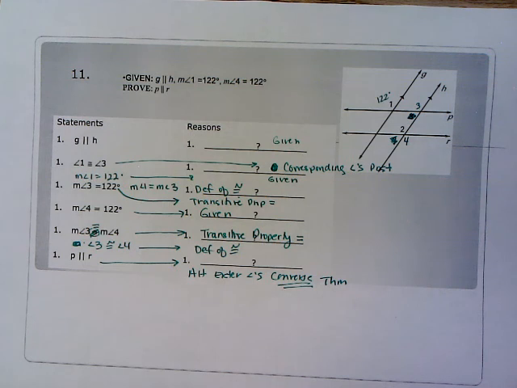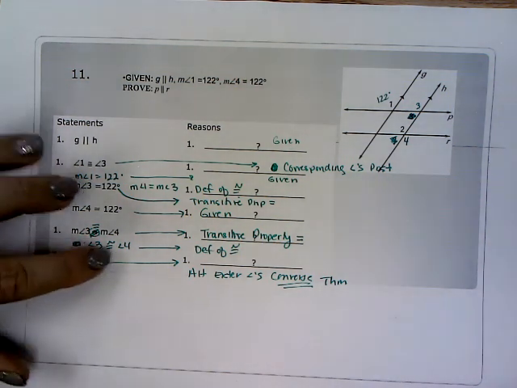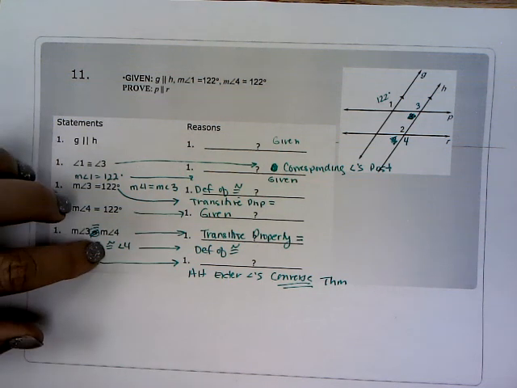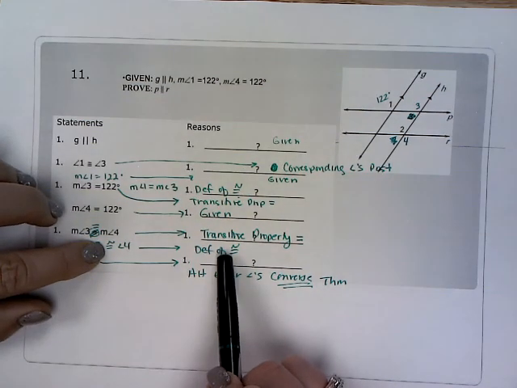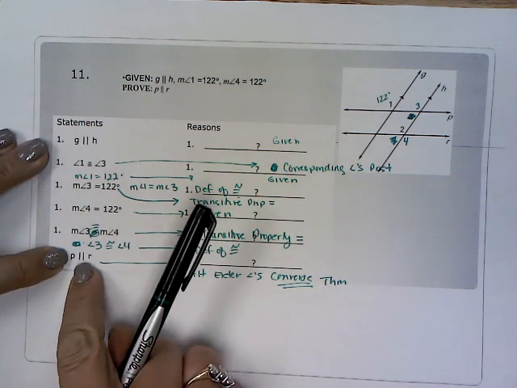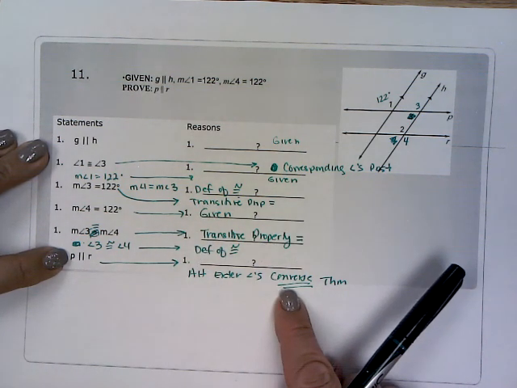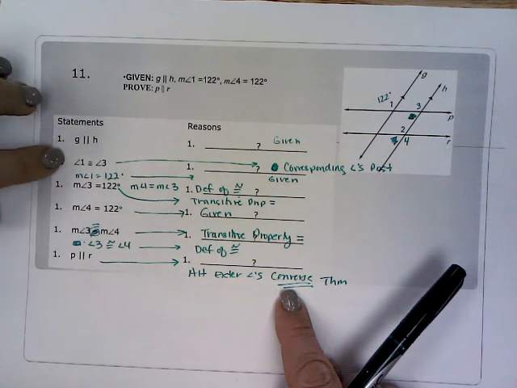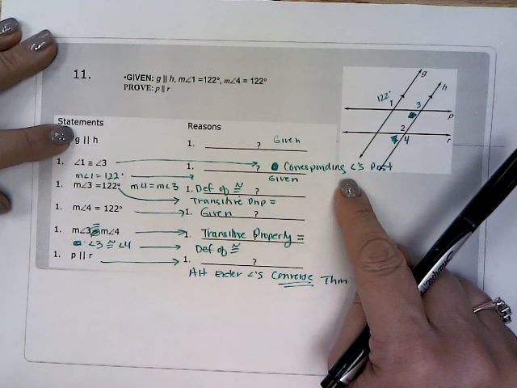The bottom line is when you're trying to do a proof, when you're going from equality to congruence, you've got to have your definition of congruence. When you're trying to prove that something's parallel, that's all my converses. If they're already parallel, then it's just my regular old postulates and theorems.